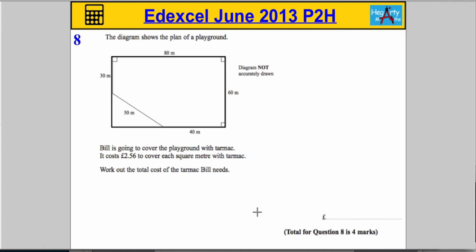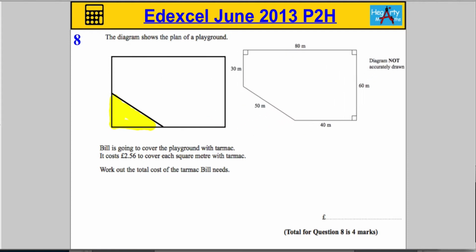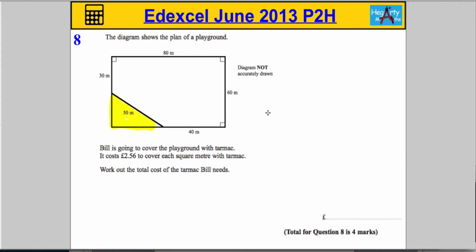So, what we're going to do here is first of all consider the whole shape. So if I consider, say, a rectangle that's 80 meters by 60 meters, and I work out that area, and then I'm going to consider this triangle down here, which I'll shade in. And if I remove the area of the triangle from the area of the whole rectangle, I should be left with the area of the playground. So, like I said, the piece that I don't want is actually the triangle. Okay, so what I'm going to do is start by working out the area of the whole rectangle.